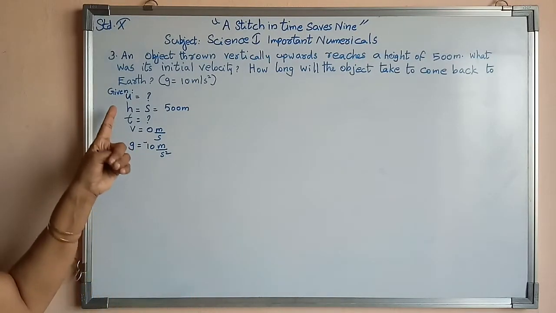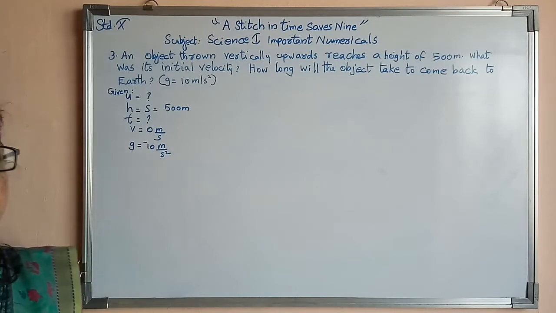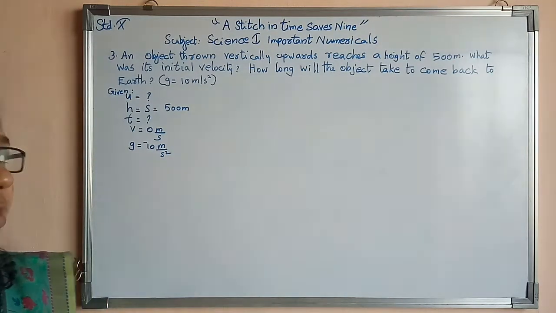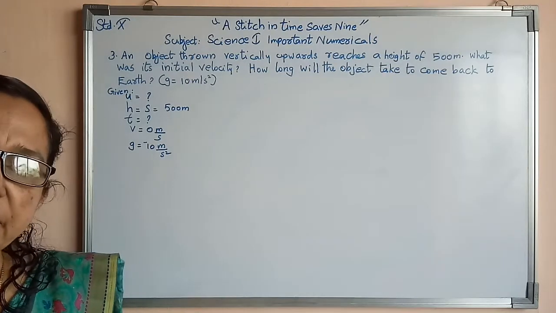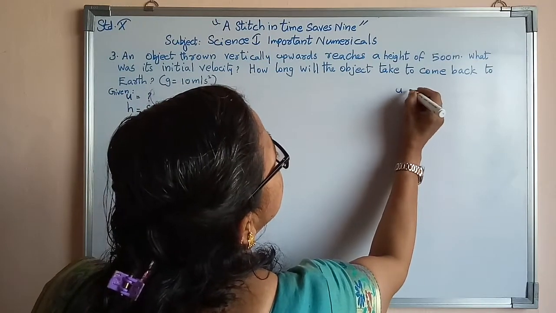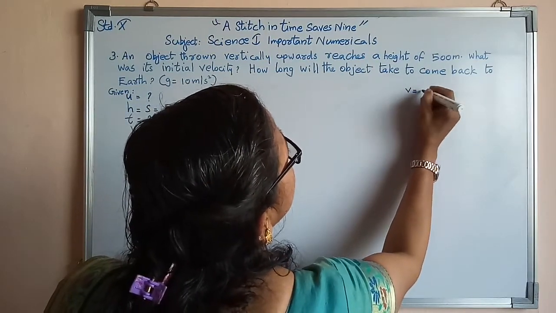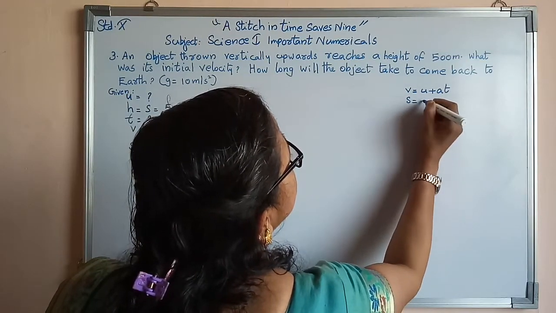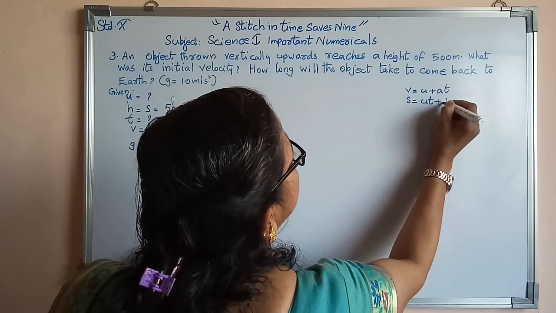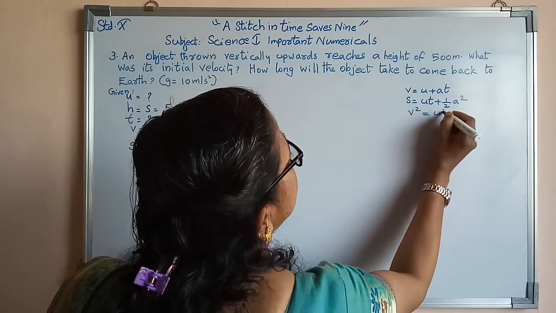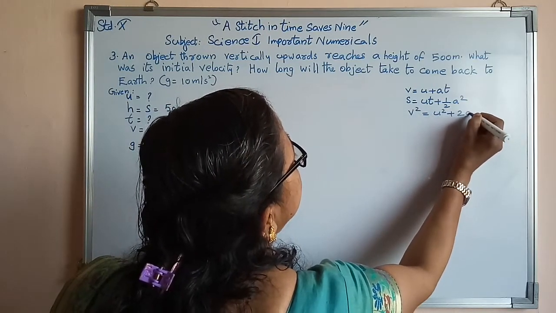Now for finding u, which formula can we use? For finding t, which formula can we use? So let us see. Again we have to come to the kinematic equations. There are three kinematic equations as I told you. They are: v is equal to u plus at. Second one, s is equal to ut plus half at square. Third one, v square is equal to u square plus 2as.